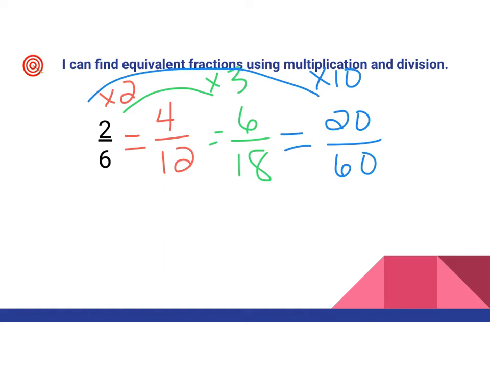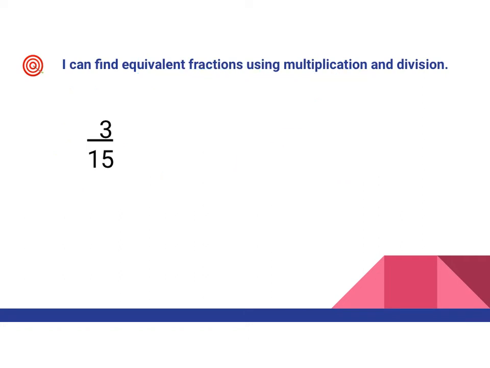I can also divide, remember. So when I look at both 2 and 6, they're both even numbers, which means I can divide both numerator and denominator by 2. So 2 divided by 2 is 1, 6 divided by 2 is 3. So 1/3 is an equivalent fraction to 2/6.